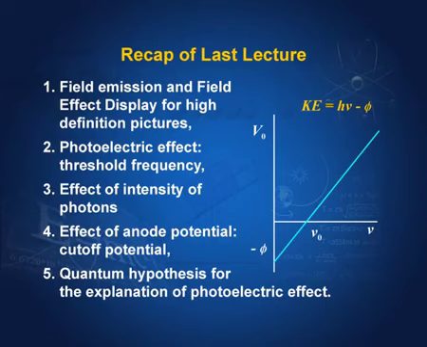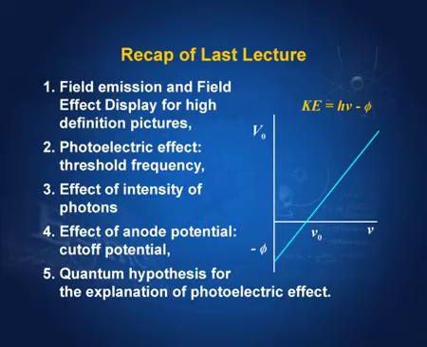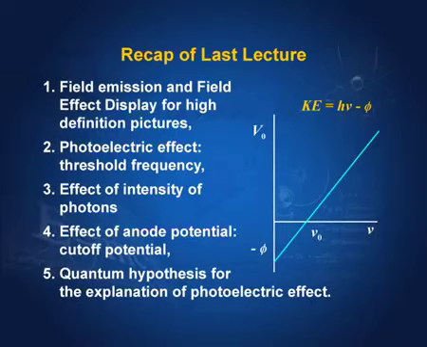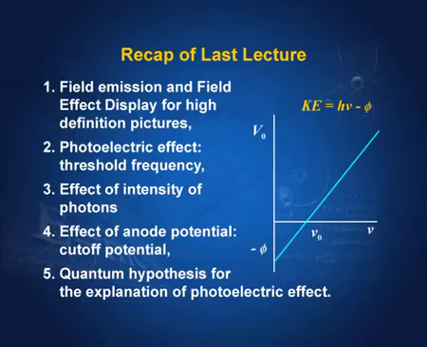Each particle carries energy h nu, and if this energy h nu is higher than the work function, then the electrons will be emitted, otherwise electrons will not be emitted. And once the frequency is higher than this threshold frequency, intensity has no effect on the emission of electrons. The current increases, but the lower frequency electrons will not emit even if the intensity is very high.